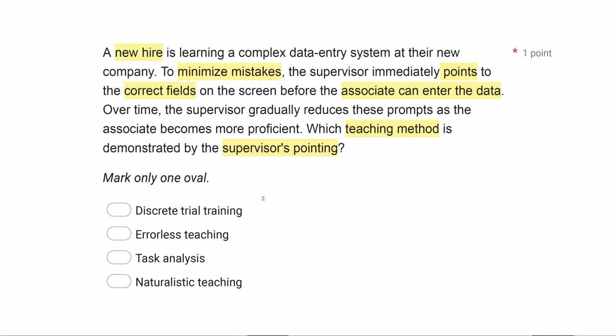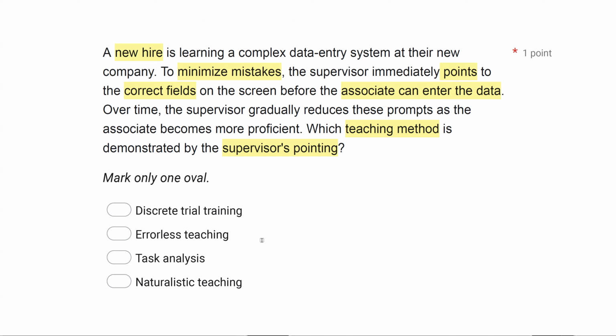A, discrete trial training. It's unclear if the supervisor is using discrete trial training. It doesn't make it obvious by any information we have. So picking DTT is not necessarily going to be the best answer based on our information. What about B, errorless teaching? Yes, errorless teaching is exactly what it sounds like. We're trying to prevent errors from occurring. So the supervisor is pointing to prevent and minimize mistakes and not even letting the associate respond incorrectly.